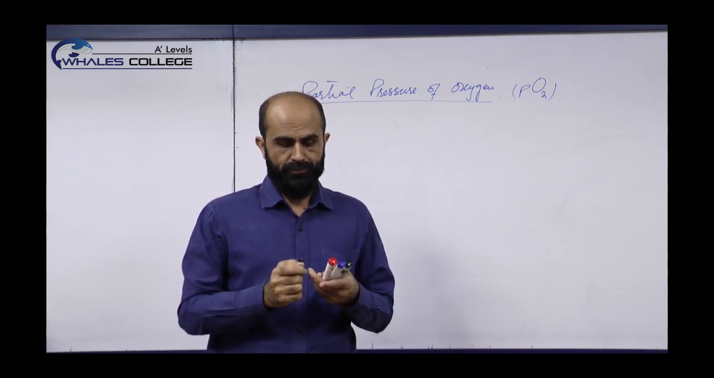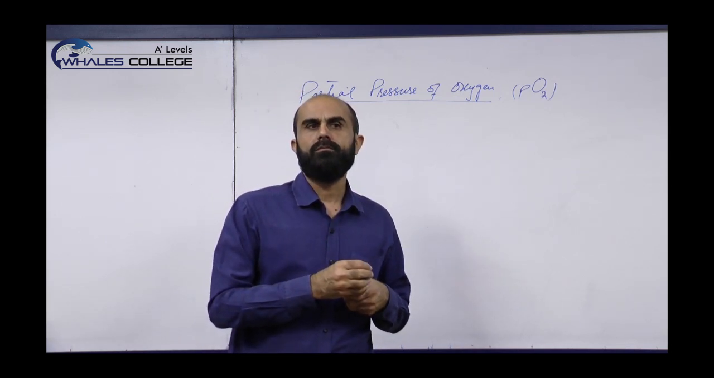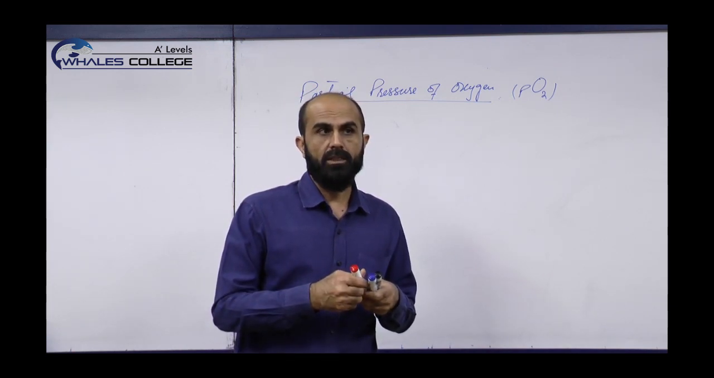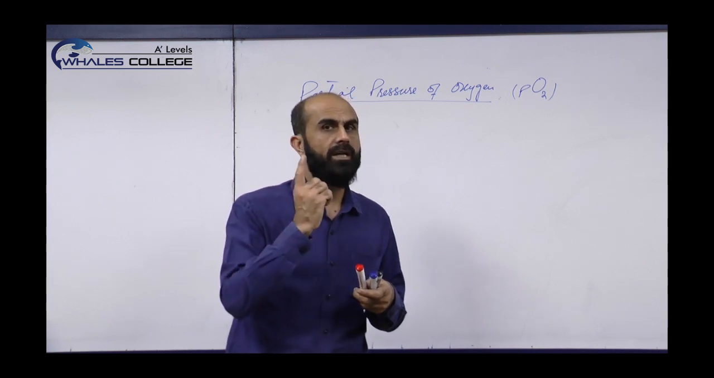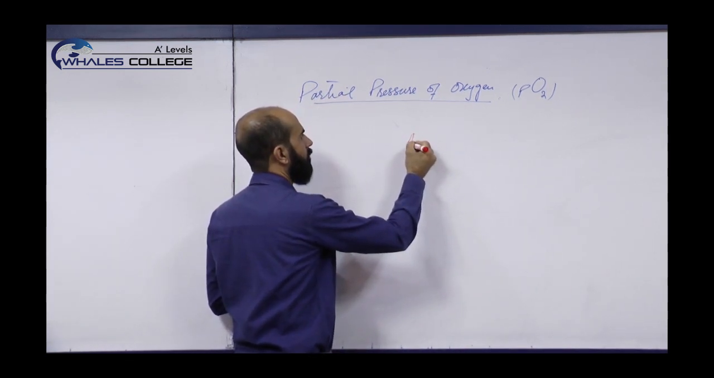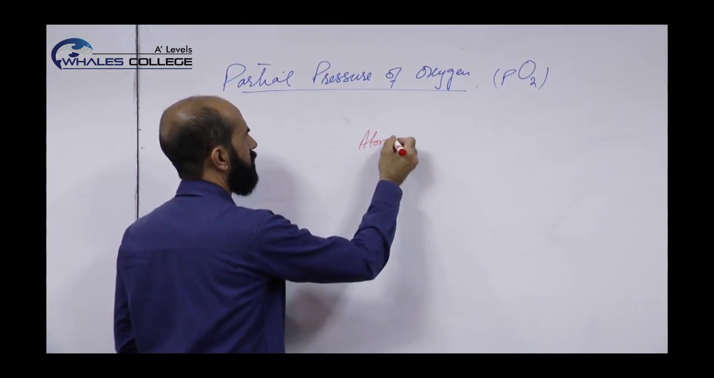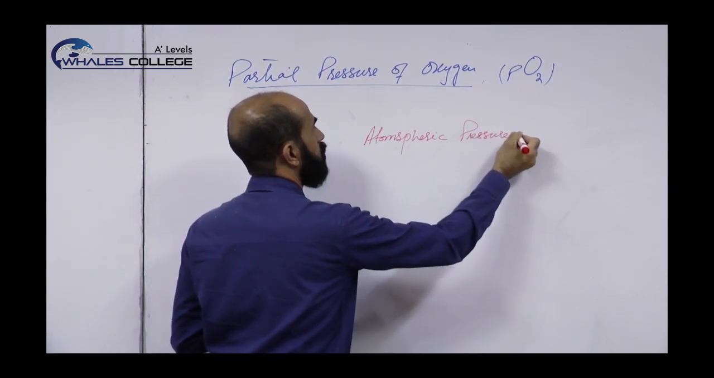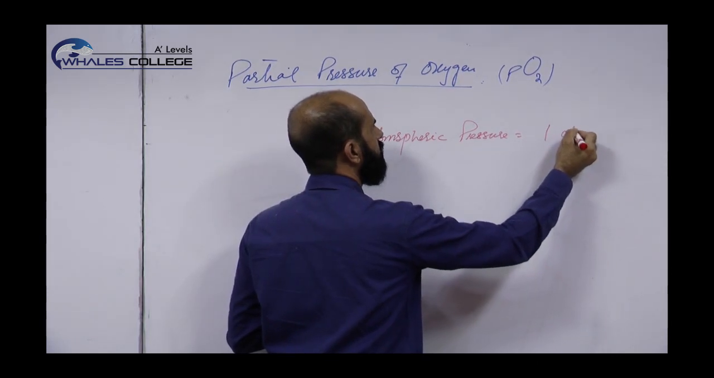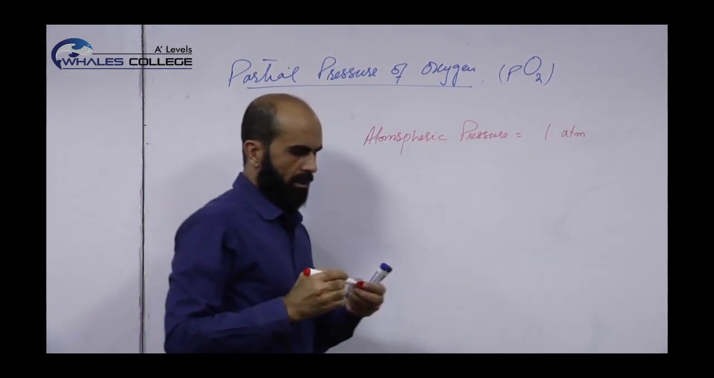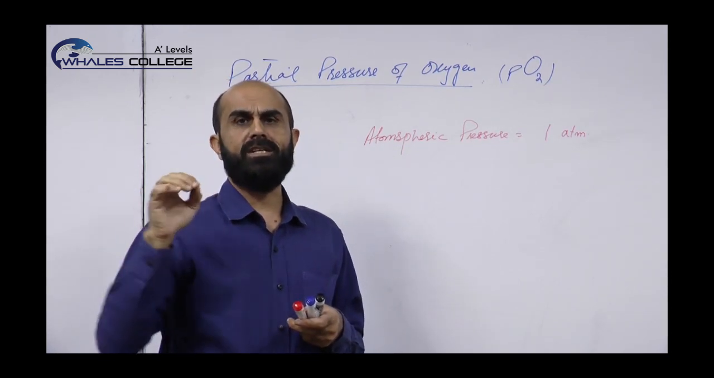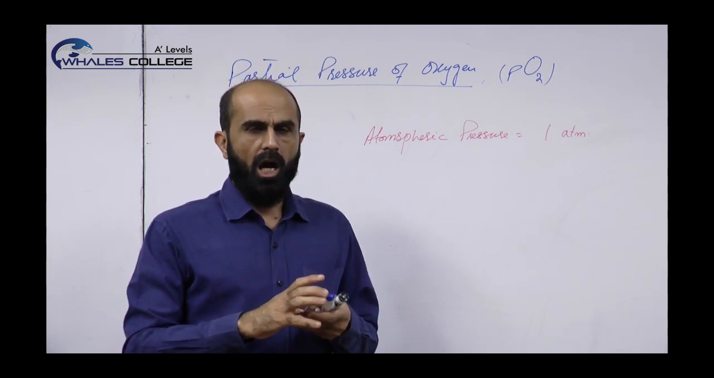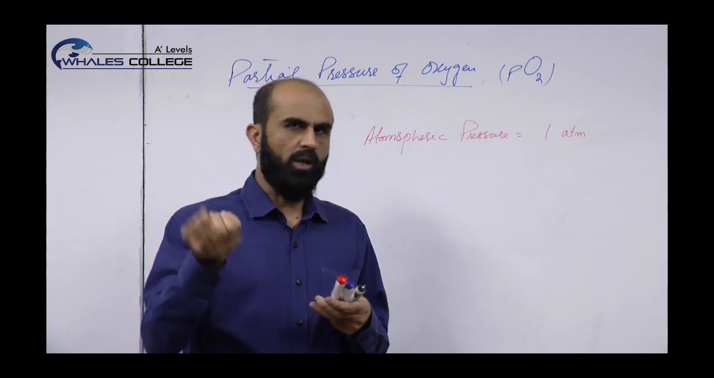I'm giving you an example. What about the pressure of air in the sense of ATM, atmospheric pressure? We say that the atmospheric pressure of air is 1 atm. So atmospheric pressure is always equal to 1 atm, isn't it? 1 atm. And you know that oxygen present in the air is about 20%.